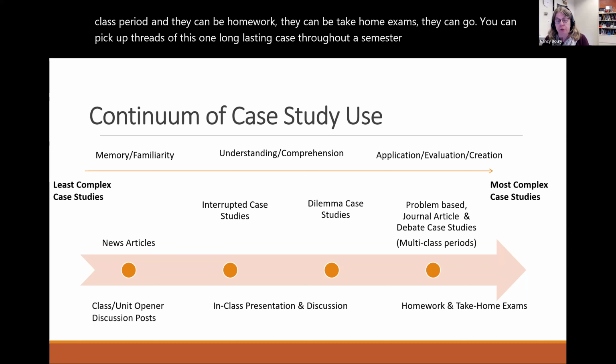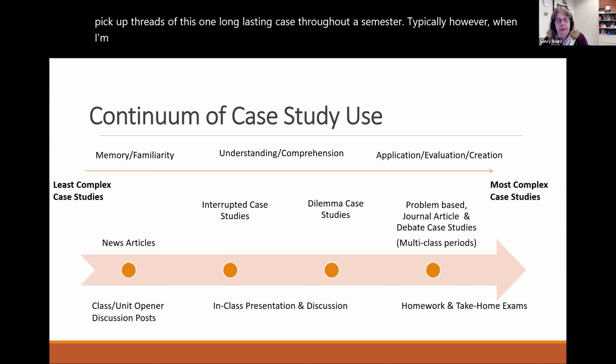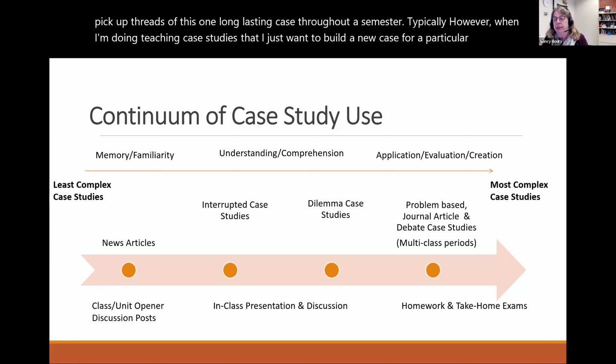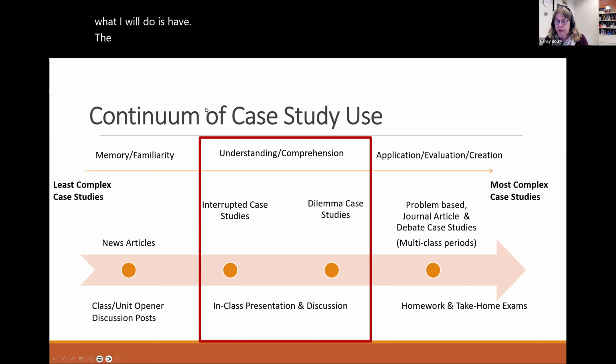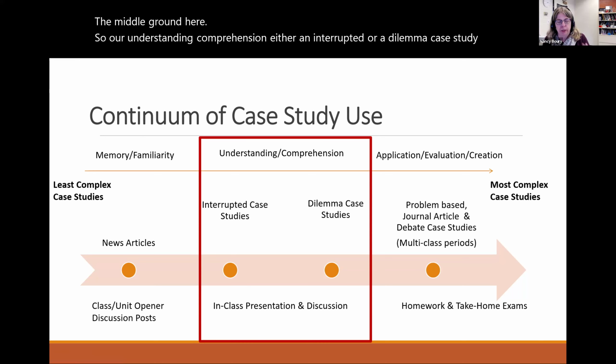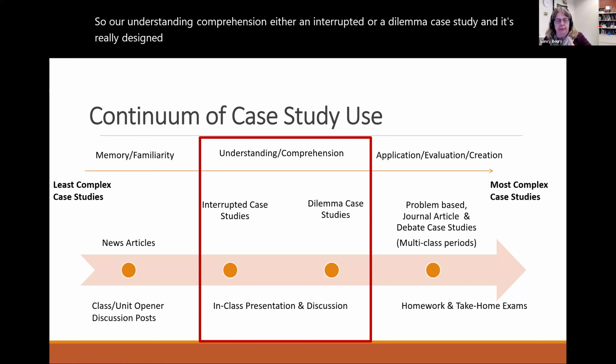Typically, however, when I'm doing teaching case studies where I just want to build a new case for a particular course, what I will do is have the middle ground here. So our understanding comprehension, either an interrupted or a dilemma case study, and it's really designed to be delivered in a 50-minute period, because that's the course I teach.